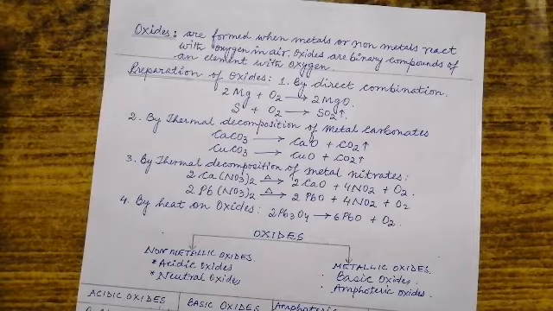And the next method is by heat on oxides. Now there are certain metallic oxides which on heating give you a metal oxide plus oxygen gas. For instance, lead oxide, we call it tri-lead tetra oxide, the common name is red lead. It gives lead oxide PbO and oxygen gas is evolved. So these are the ways how you can prepare various types of oxides.